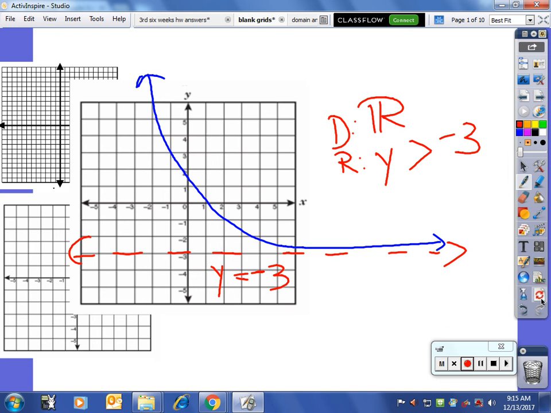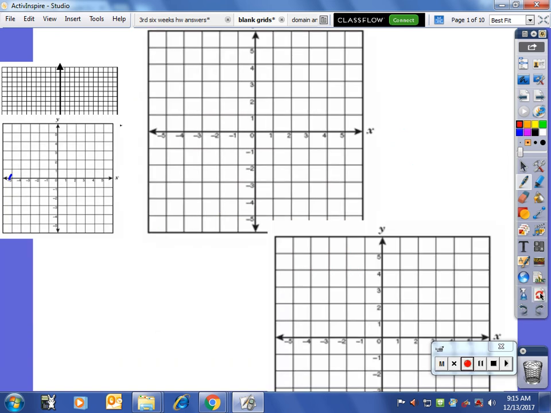Okay, I was going to do quadratic transformations, but since so many kids are out and I don't feel good, we're just going to stop there. How does that sound?